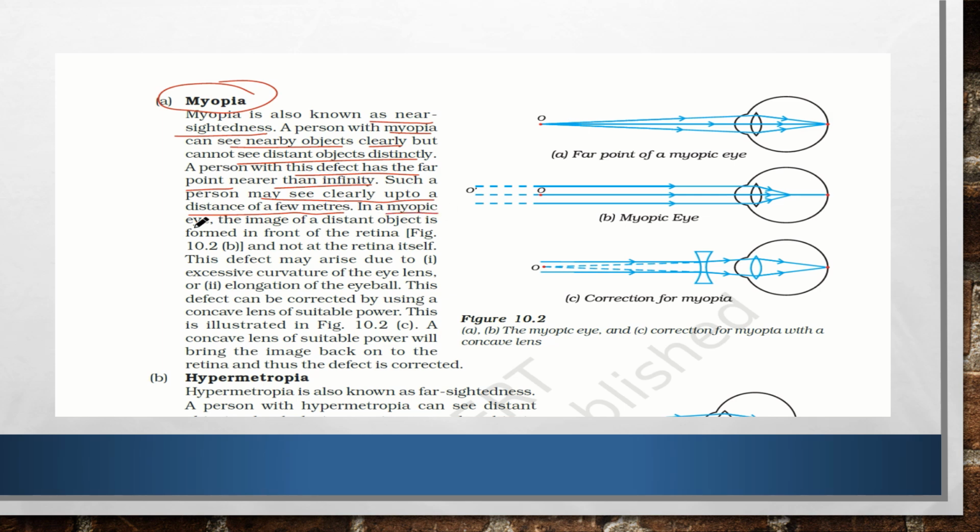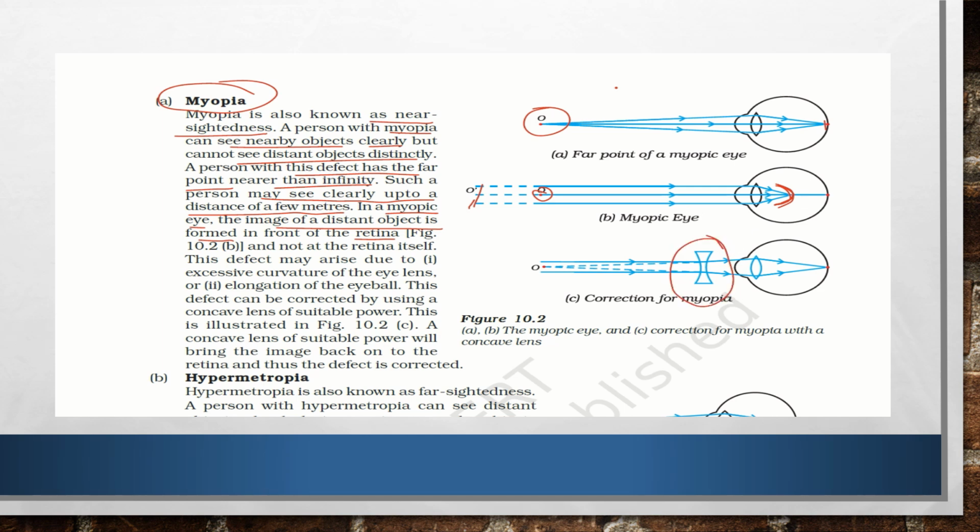In a myopic eye, the image of the distant object is formed in front of the retina. You can see this is the far point. It is able to see this point where it is being seen. This image is formed here. Okay, it should form here, but it is not forming here. So what is happening? This is the distance. This is the actual object. So here this image is formed here, that is, in front of the retina. So it's not the proper image which is formed.